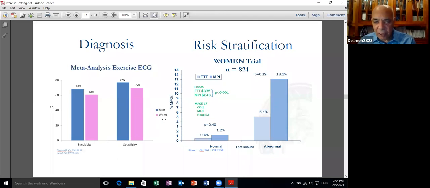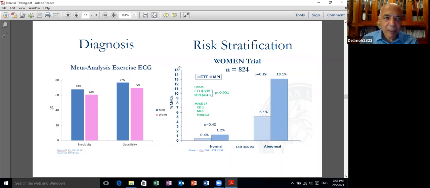And if you look for the value of the exercise ECG test against the value of the exercise imaging for risk stratification, again, in women, there is no difference. So whether the patient is having a normal exercise capacity and normal exercise response or an abnormal response, the difference between men and women is just statistically insignificant. The only difference is in the price, in the cost of the test. It's double in patients undergoing exercise imaging.